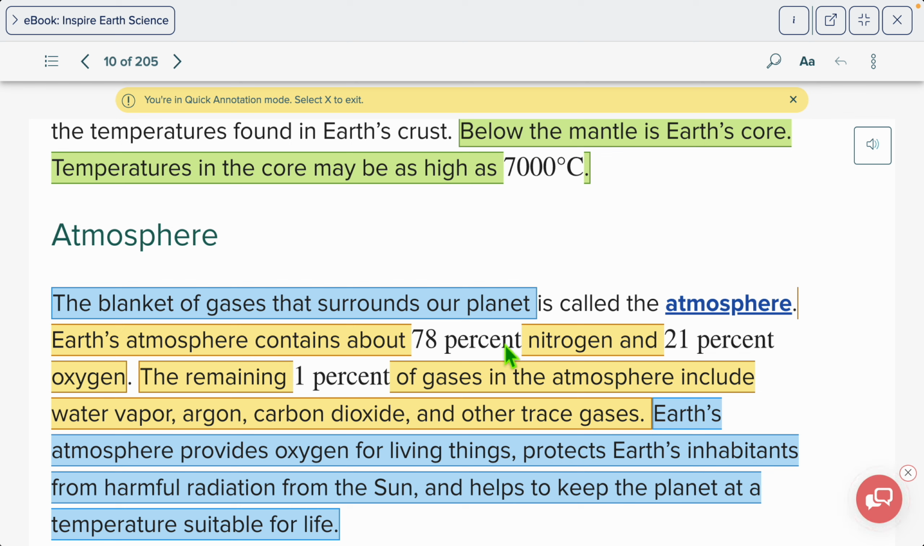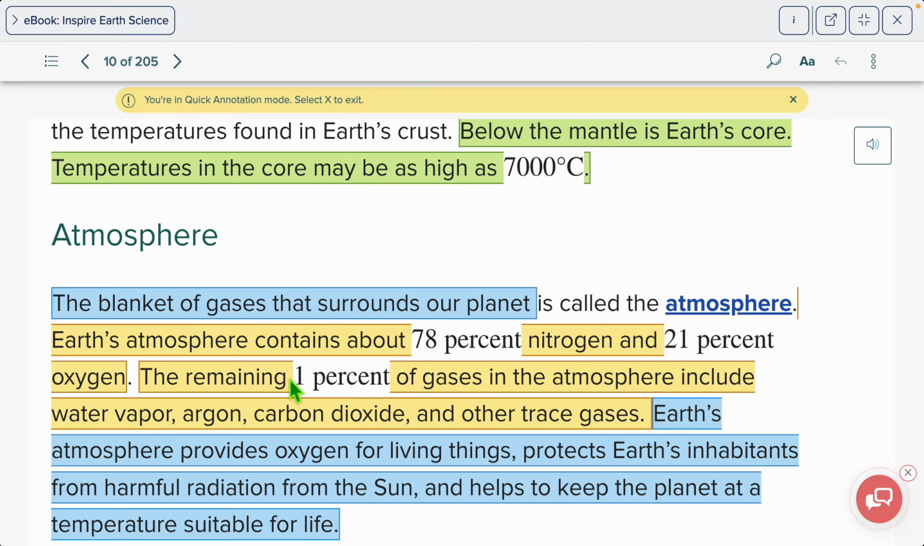In this case, 78% nitrogen, 21% oxygen. Yes, you want the percentages, because a lot of people think the atmosphere is all oxygen. We think, oh, we're just surrounded by oxygen. Like 21% of the air surrounding you is oxygen. 78% is nitrogen. Most of what you're breathing right now is nitrogen gas.